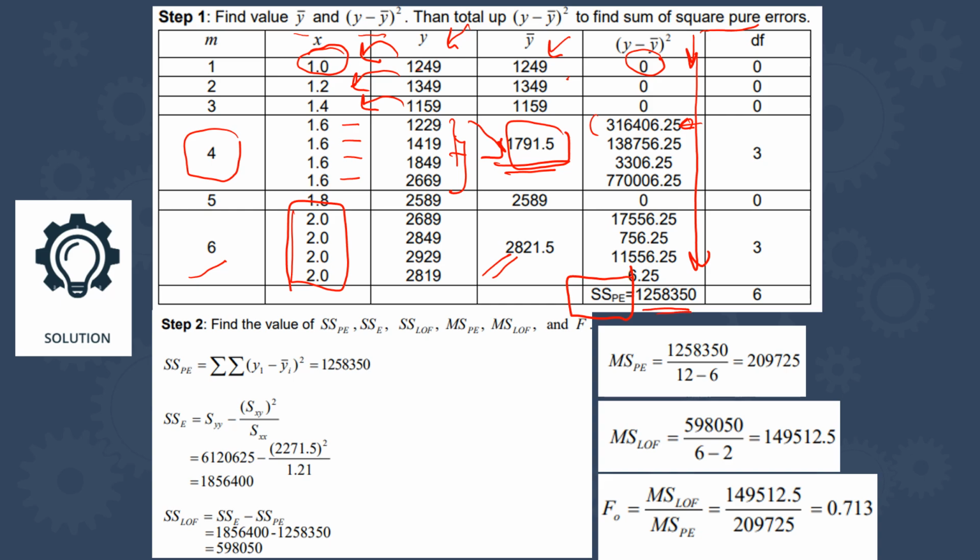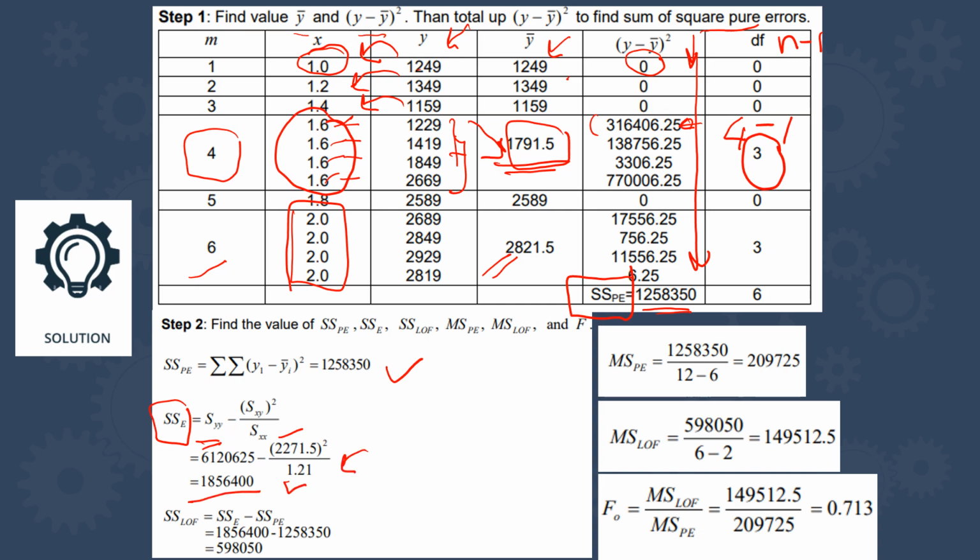So here, this is the degree of freedom. It's actually n minus 1, n referring to each group of replicates here. Let's say here we have 4: 1, 2, 3, 4. So 4 minus 1. That is why we have 3 here. So the sum of square of pure error, we already have the value. What about the sum of square error? Here is the formula, SYY, that was given previously. SXY also was given previously. So we just substitute and then we obtain the value.